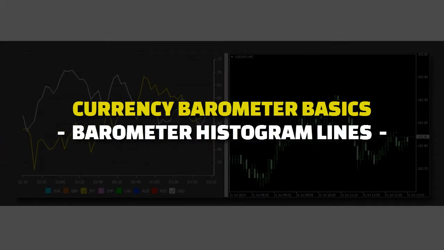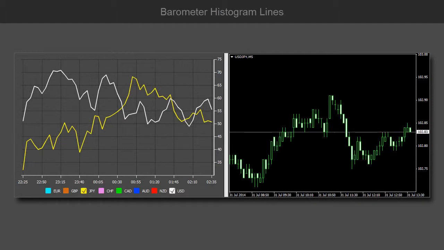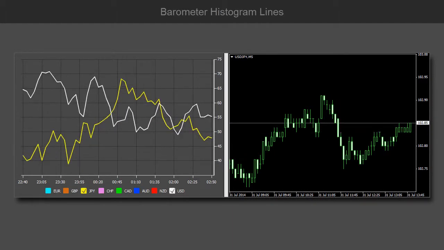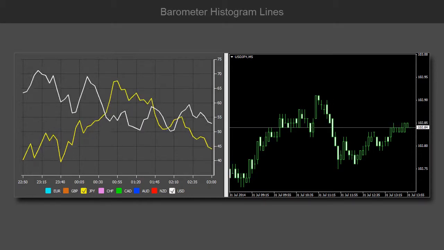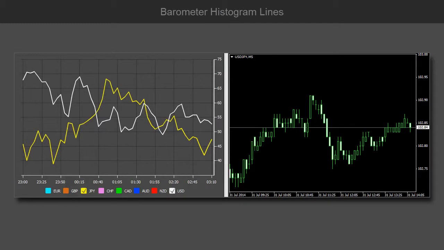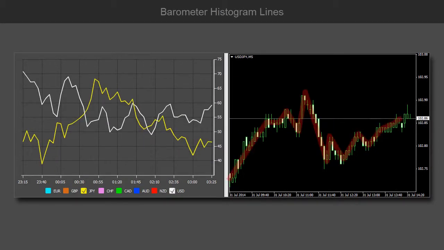Currency Barometer histogram shows the momentum values from the numerical dashboard as lines. Here is one on the left; on the right is the corresponding currency pair and its price action in MetaTrader. We turned off other currency lines on the histogram as we are now interested only in these two. What can you notice from this example?